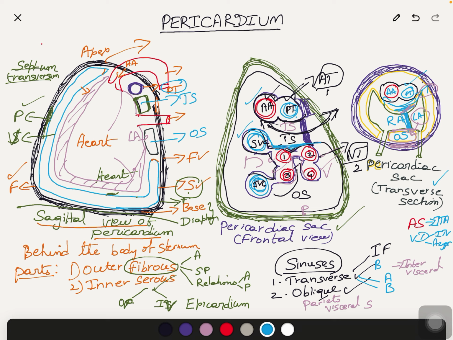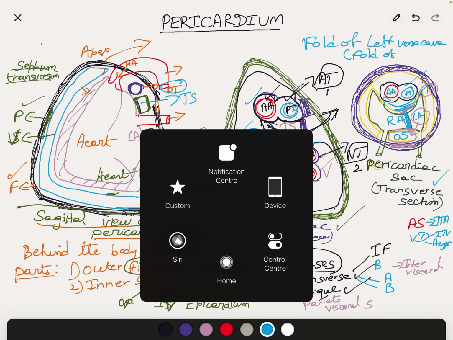One more thing we have to learn in this pericardium before we go to the applied anatomy is the fold of left vena cava. So this may be asked as a very short, 2 marks, 3 marks question. Fold of Marshall.